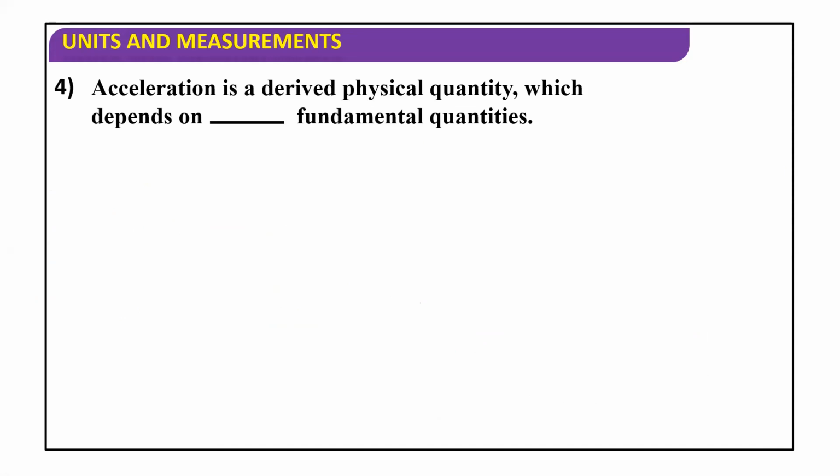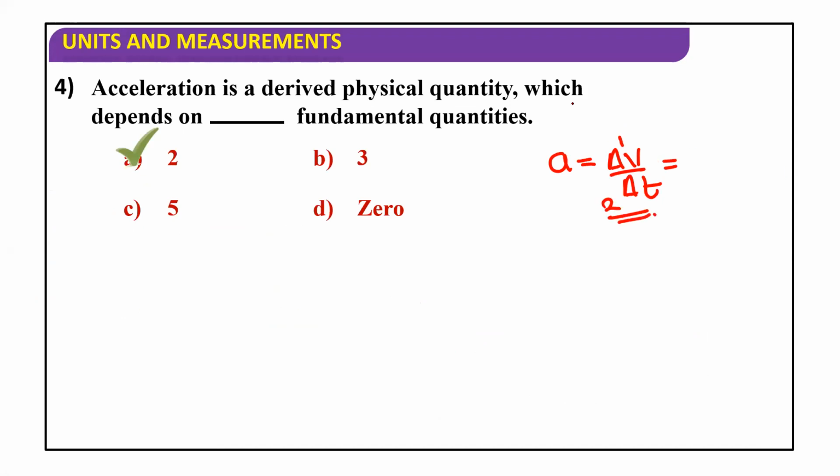The next question: acceleration is a derived physical quantity which depends upon dash fundamental quantities. It depends upon how many fundamental quantities? Two fundamental quantities, because the equation of acceleration is delta V divided by delta T. The first quantity is velocity and the second quantity is time. So acceleration is equal to delta V divided by delta T. So acceleration is a derived physical quantity which depends upon two fundamental quantities.